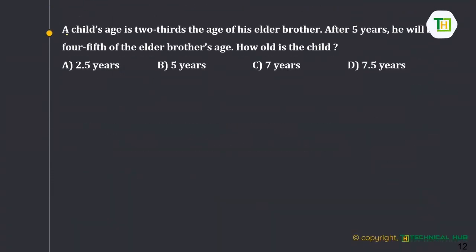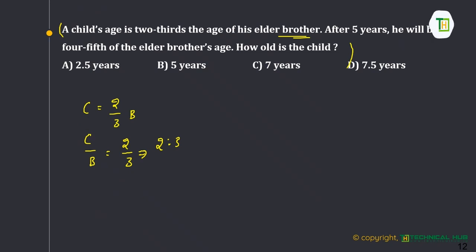So this question is related to problems on ages. What is given here? A child's age is 2/3 of the age of his elder brother. So child age is equal to 2 by 3 into brother age. Okay? From that you will get the child by brother ratio, that is equal to 2 by 3 or 2 is to 3.